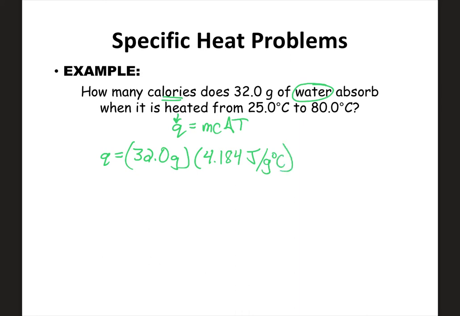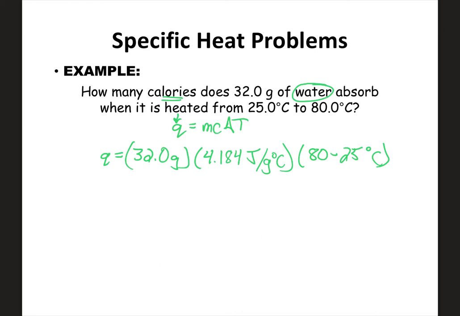If you're using water, you are supposed to remember that you need to know the specific heat of water. 4.184 joules per gram degrees Celsius. And then delta T is the final temp minus the initial. So it looks like we're going from 25, which was our initial, to 80, which was our final. So 80 minus 25 degrees Celsius here. So this one, the math is a little bit easier to solve.